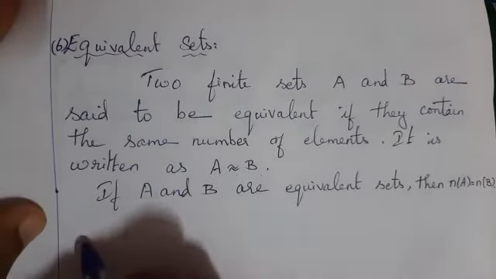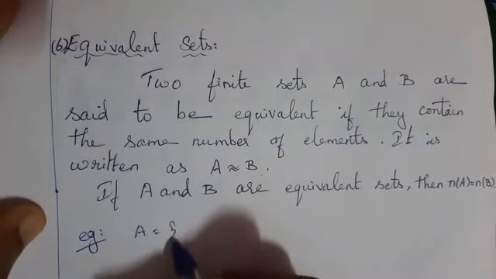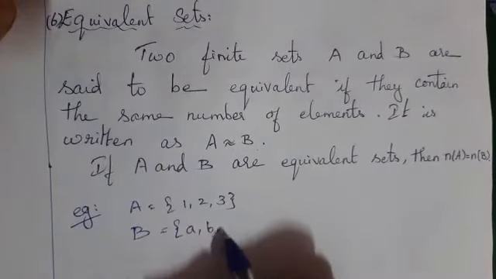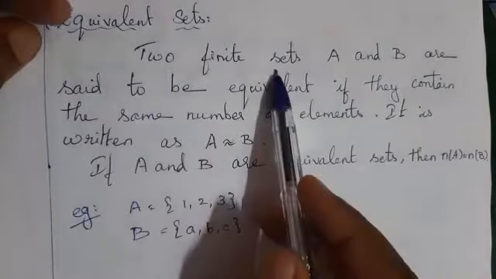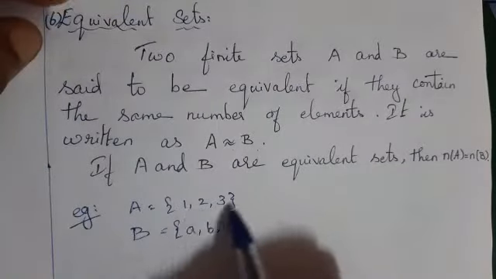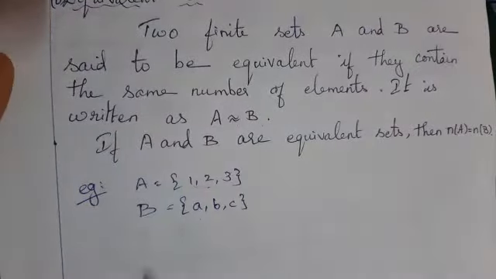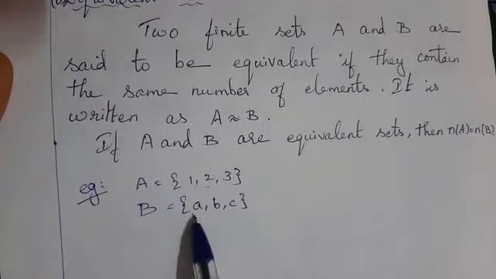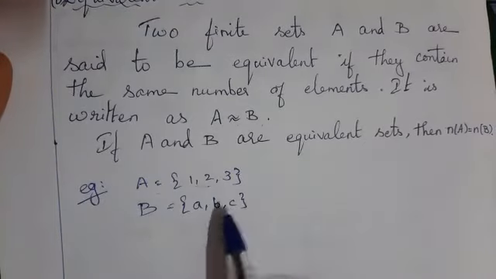For example, take two sets. Capital A is equal to {1, 2, 3}, and B is equal to {a, b, c}. First, you have to find whether they are finite sets. Yes, A has 3 elements, B also has 3 elements. Set A has 3 elements, set B has 3 elements, but the elements are not the same.